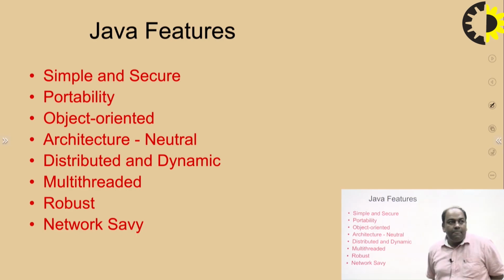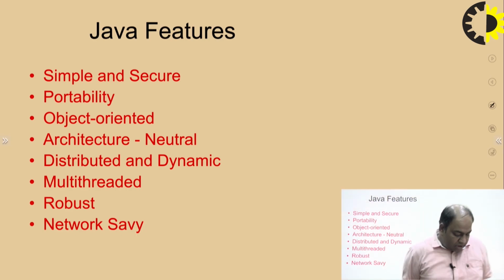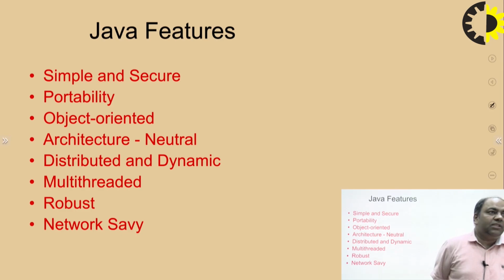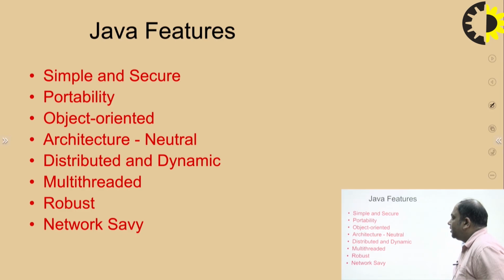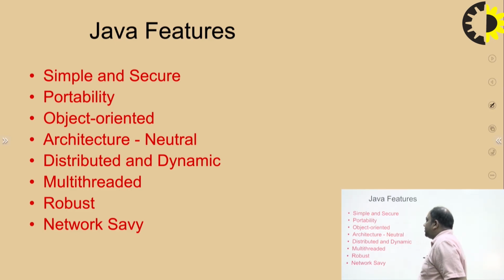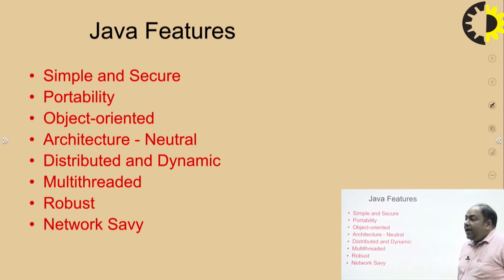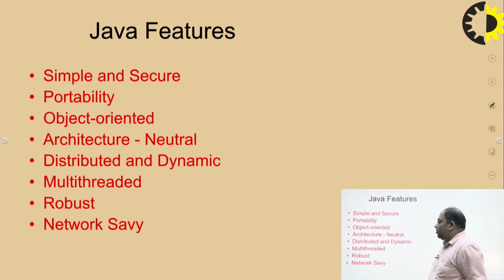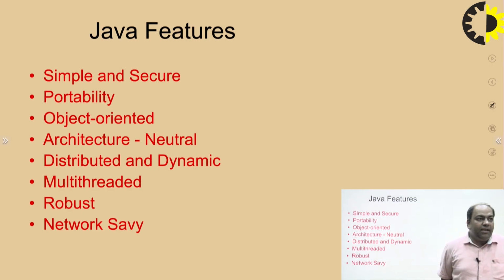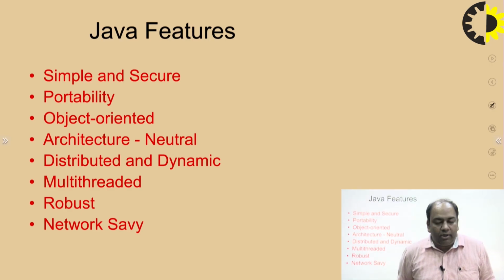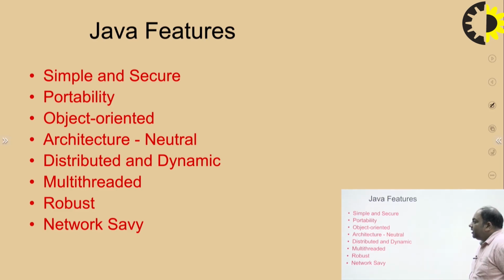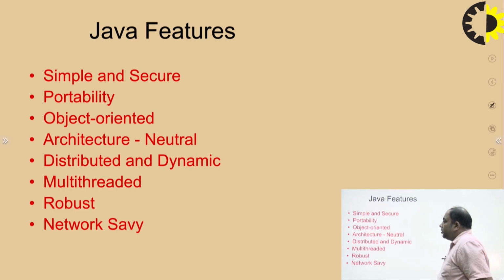Simple and secure. Before Java, C and C++ were the programming languages we used, but those are not that secure. The applications made using those languages have some limitations and are not secure. Second, portability. The second reason for the popularity of Java is portability. Java is a portable programming language, which means it is platform independent.